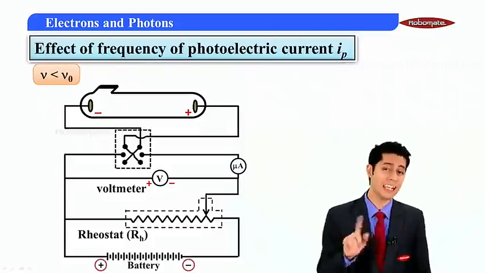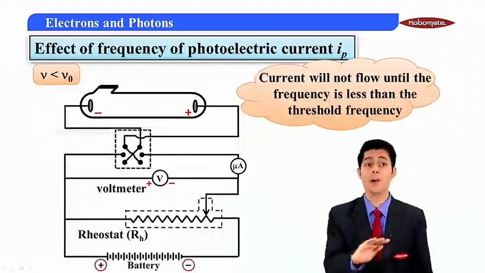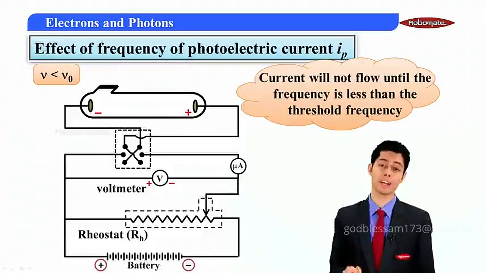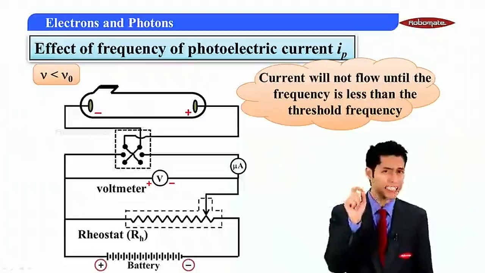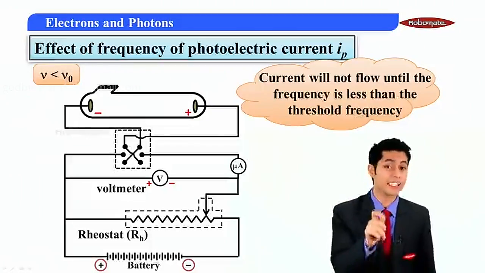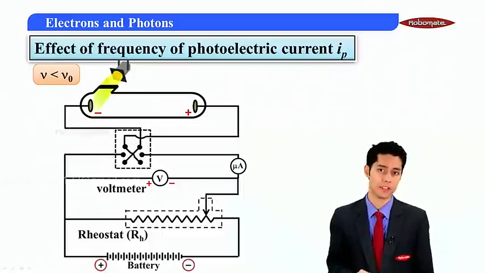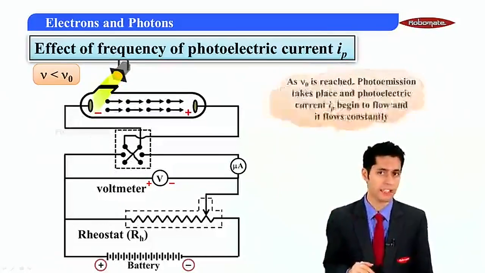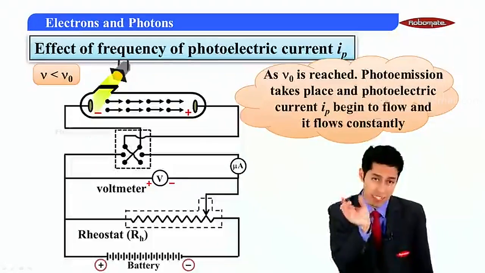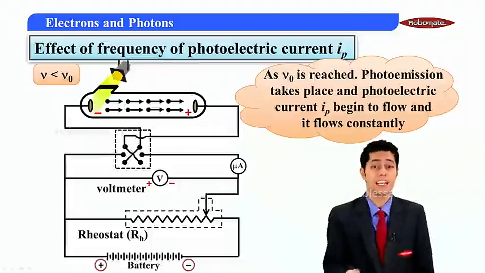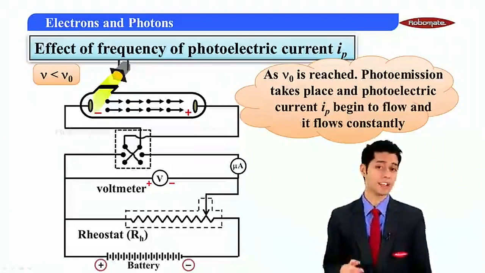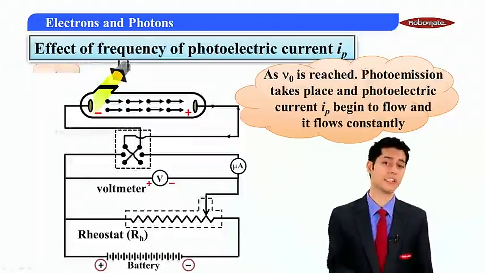So if the frequency is less than the threshold frequency, no current will flow and there will be no photoelectric effect. So can I say the photoelectric current will be zero if the frequency is less than the threshold frequency? So if I give a light which has a frequency greater than the threshold frequency, or if the frequency reaches the threshold frequency, then the current begins to flow. And after a while, the current flows constantly.